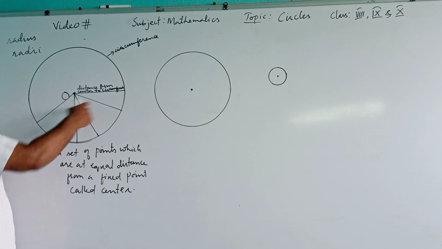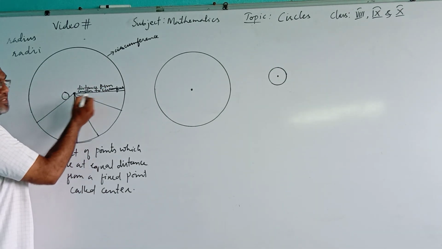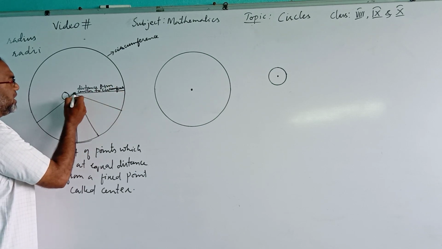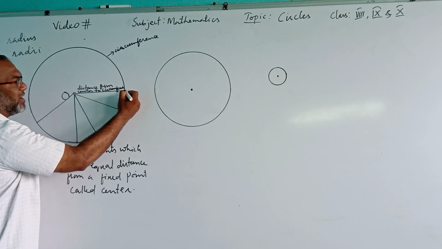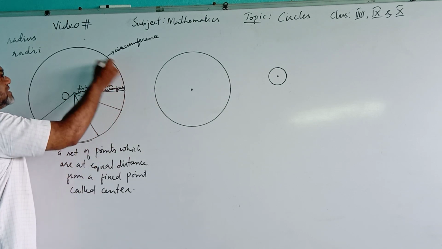Right? Now, how many are like this possible? We all know that radius is distance, a line, or the distance joining from center to one point of the circle, right? Now, how many points are there on the circle?